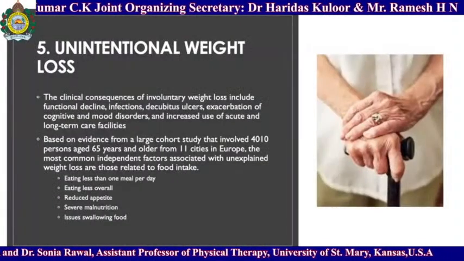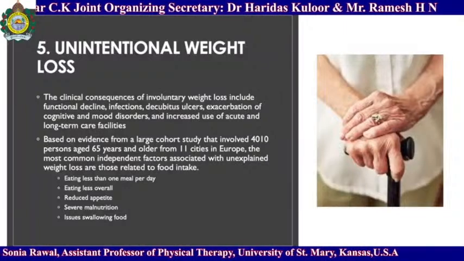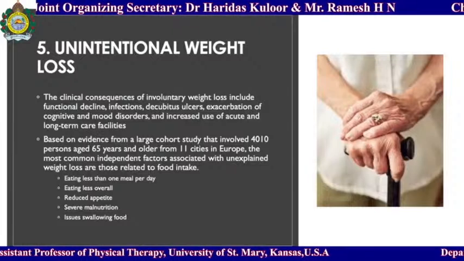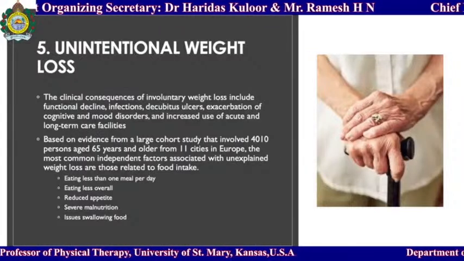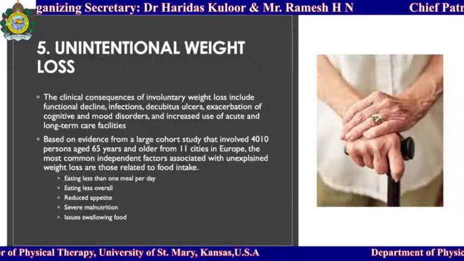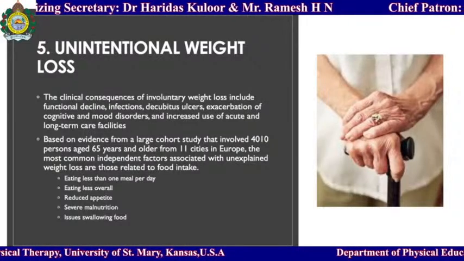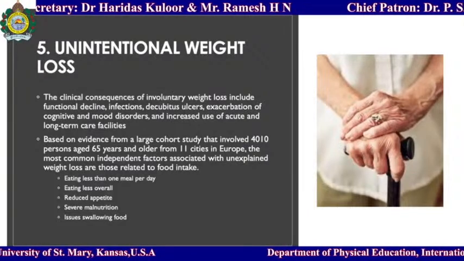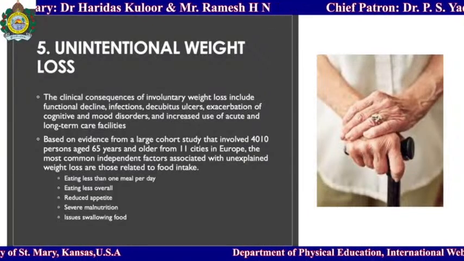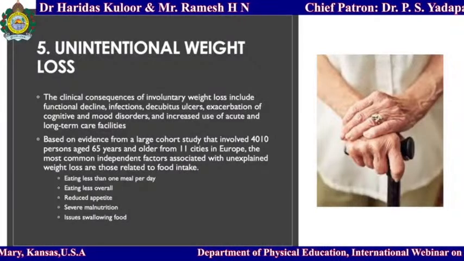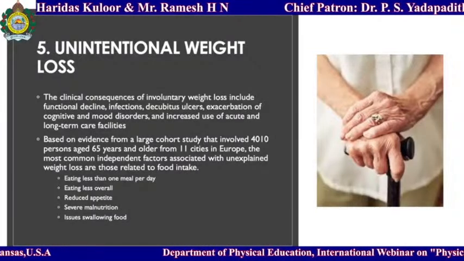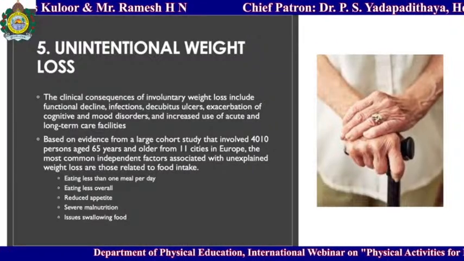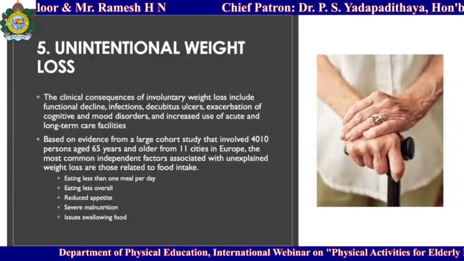All right, and the last measure of frailty that we're going to talk about is unintentional weight loss. This is the clinical consequence of involuntary weight loss. So we usually have functional decline, infections, decubitus ulcers, exacerbations of cognitive and mood disorders, and we can even have increased use of acute and long-term facilities. So again, patients are getting weaker. There are lots and lots of different consequences just from not getting adequate nutrition to support themselves.